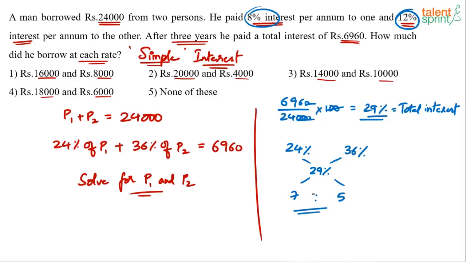This 7 is to 5 actually indicates the P1 is to P2 ratio. So basically P1 by P2 should be equal to 7 by 5. So divide 24,000 in this ratio. 7 and 5 are 12 parts, right? 24,000 in 12 parts means each part will be 2,000. So 7 parts is 14,000, and 5 parts is 10,000.